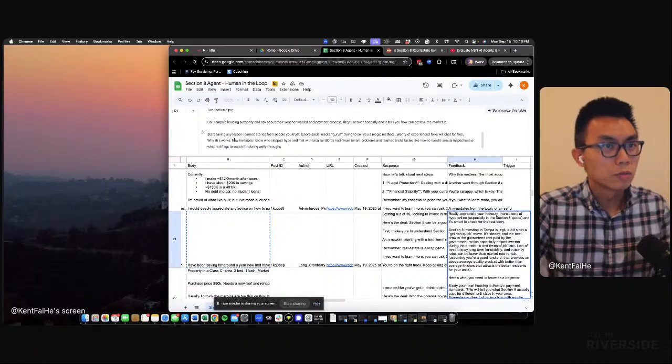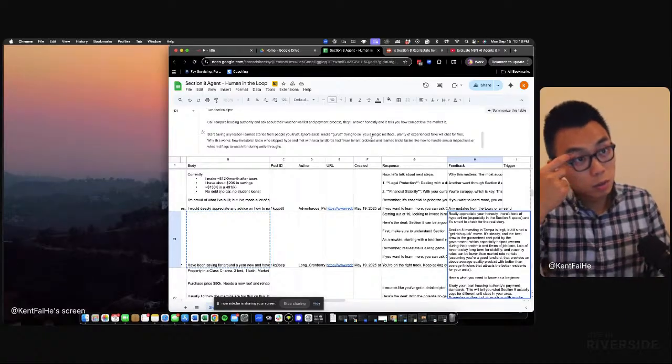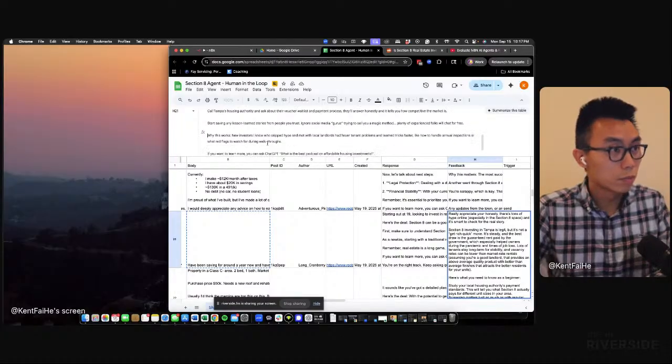Yeah, that's so true. Why this works. New investors I know who skip the hype and talk to local landlords have fewer tenant problems, and learn tricks like how to handle inspections. Boom.